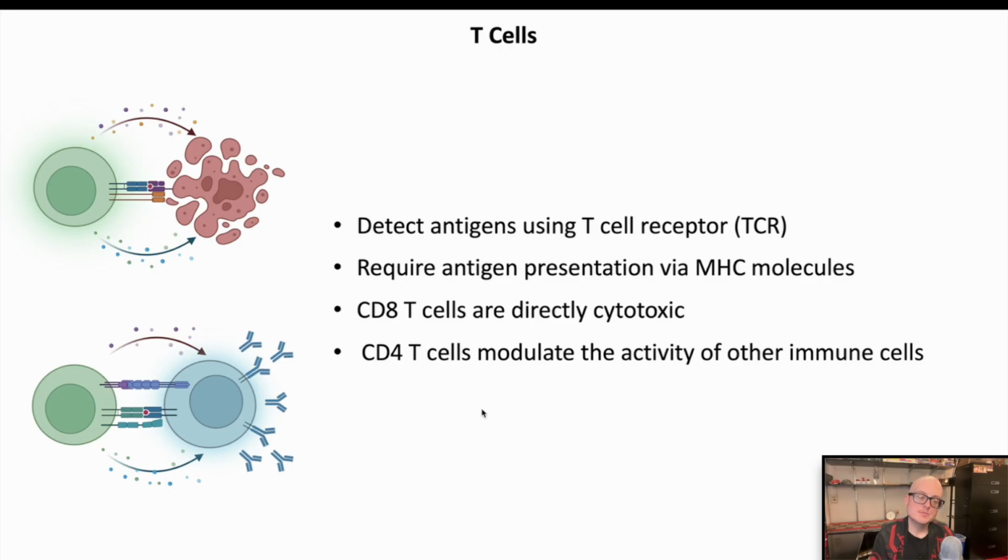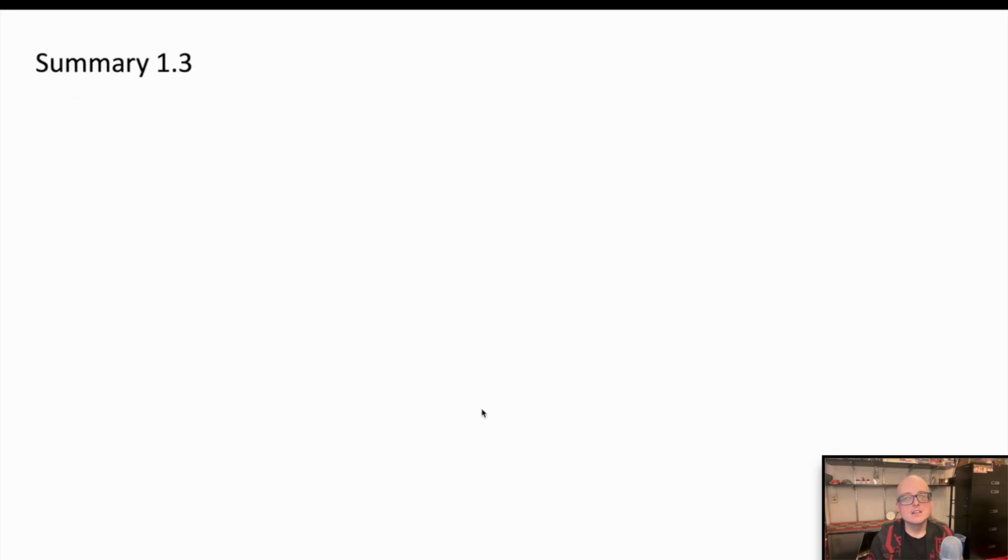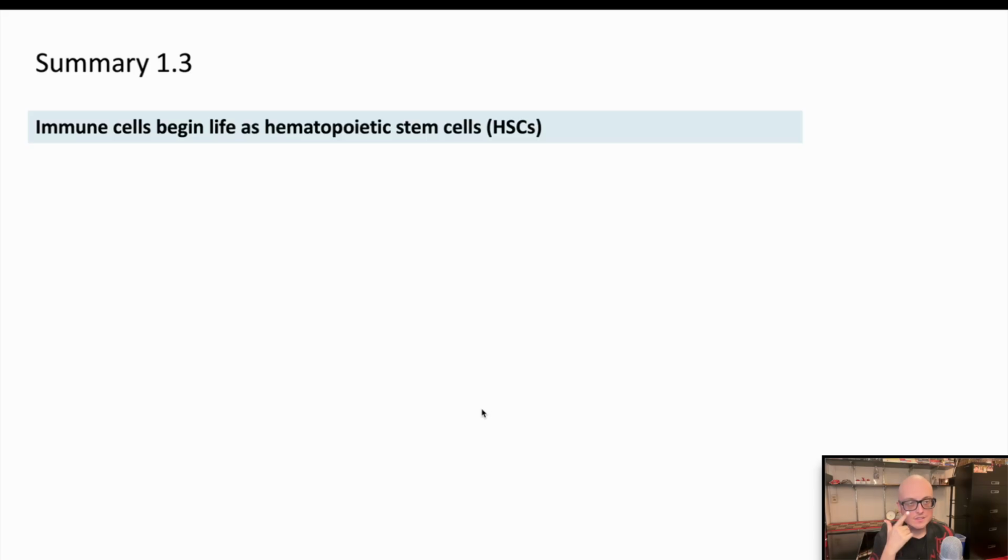If a T cell expresses the CD8 co-receptor, they tend to be directly cytotoxic, whereas if they express the CD4 co-receptor, we refer to them as T helper cells, wherein their function is to modulate the activity of other immune cells. And that primarily occurs through the secretion of signaling molecules called cytokines. So let's summarize this whirlwind tour of the immune cell family tree. We started by saying that immune cells begin life as hematopoietic stem cells, or HSCs.